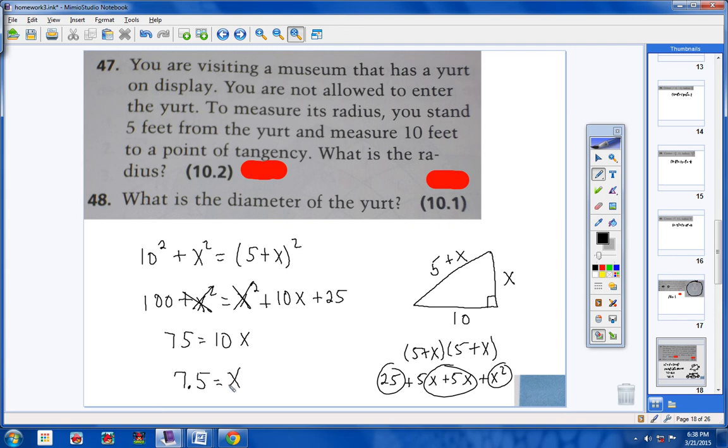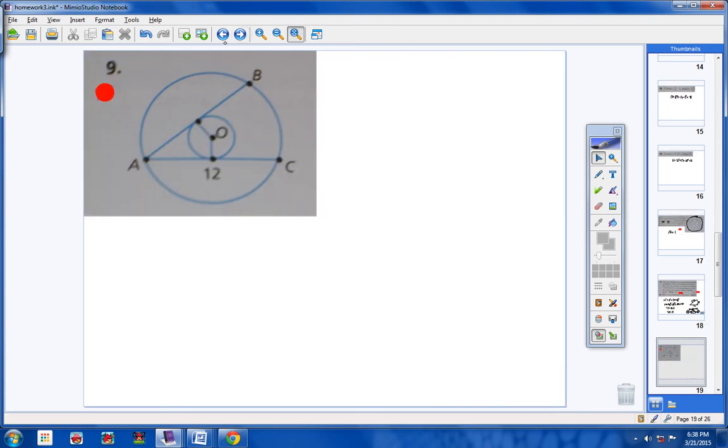So there we go. We just found the radius, 7.5. Now if the radius is 7.5, then the diameter, number 48, is going to be 15. Pretty simple. All right, moving on to number 9 on the next page over, or a couple pages over, I guess it is.